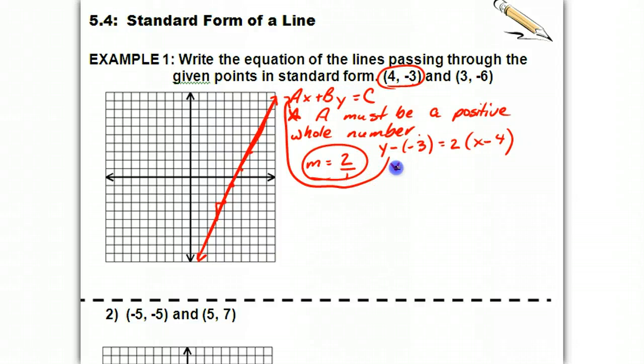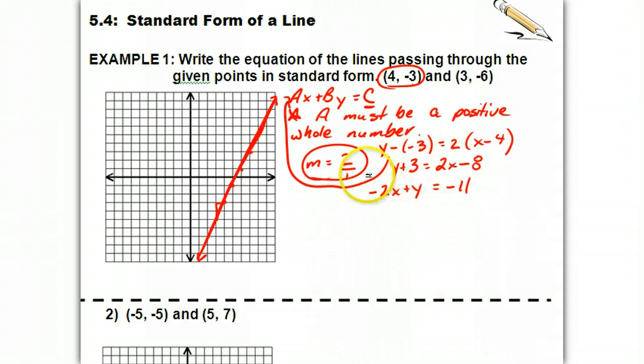So here I go. So this is y plus 3 is equal to, I'm going to distribute the 2 through, it's going to be 2x minus 8. Okay, so now I want all of the variables on the left-hand side, so I'm going to subtract 2x from both sides. 2x minus 2x plus y is equal to, and because I want my constants all on my right-hand side, I'm going to subtract 3 from both sides. So that's going to give me minus 8 minus 3 gives me minus 11.